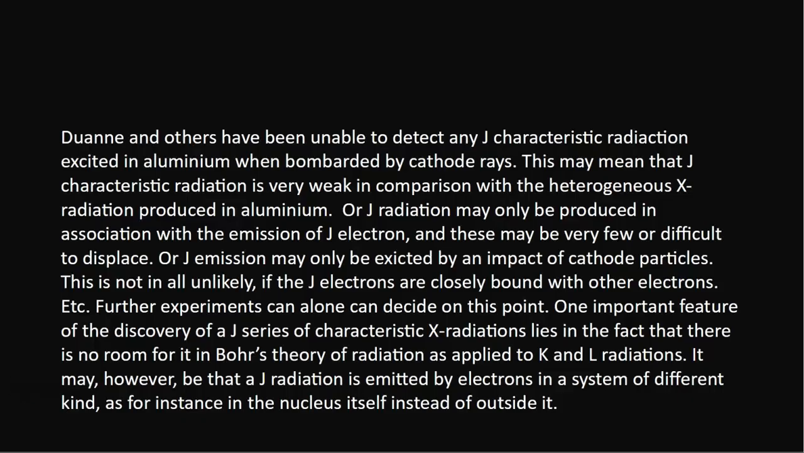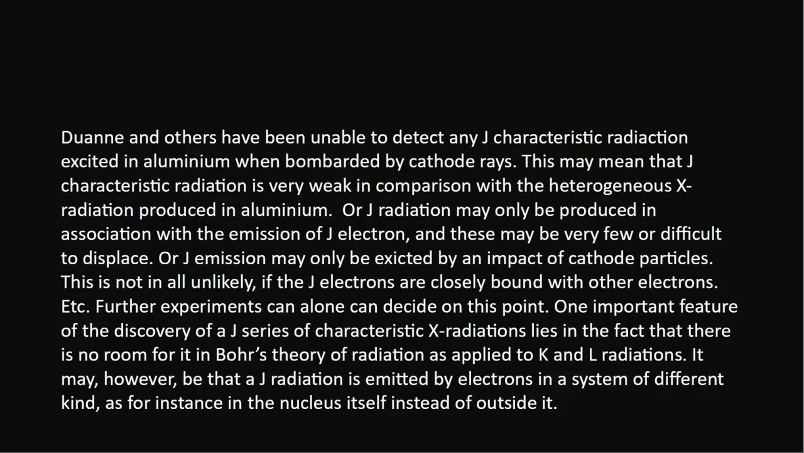Or J radiation may only be produced in association with emission of J electrons, and these may be very few or difficult to displace. Or J emission may only be excited by an impact of cathode particles. This is not at all unlikely if the J electrons are closely bound with other electrons, etc. Further experiments alone can decide on this point.